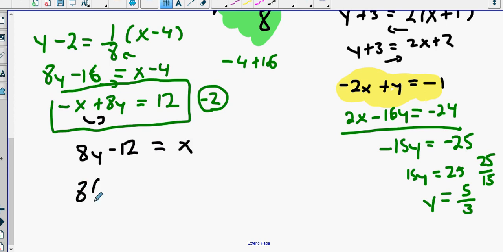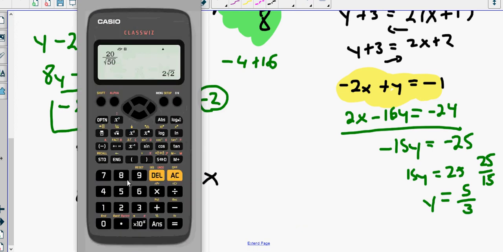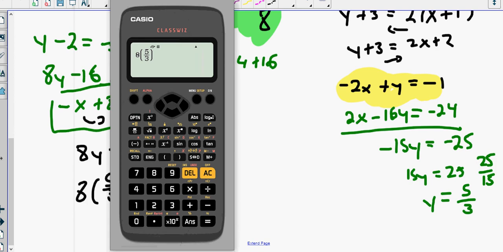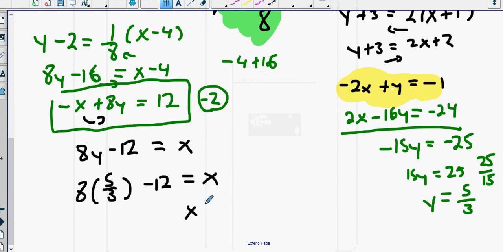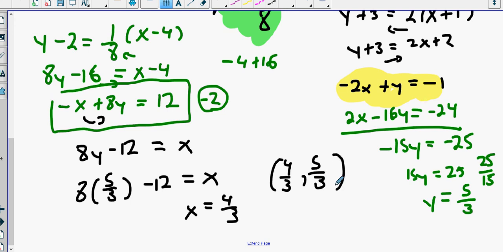8 times 5 over 3 take away 12 equals the x value. 8 times 5 over 3 take away 12. 4 over 3. Is everybody happy with an x value of 4 over 3? So 4 over 3 and 5 over 3.